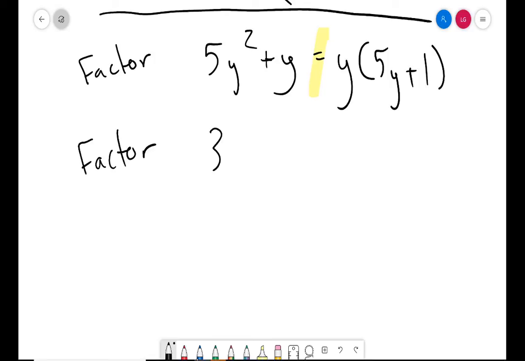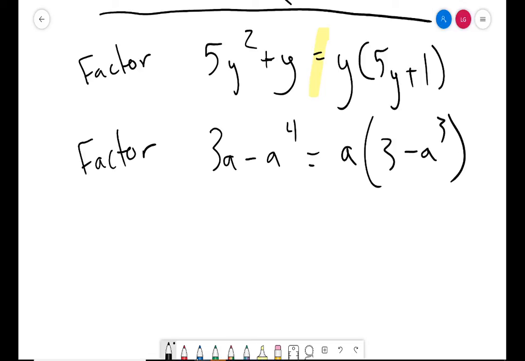Let's factor 3a minus a to the fourth. Oh, it's very similar. So we are undoing a distribution. Undoing a distribution. Okay.